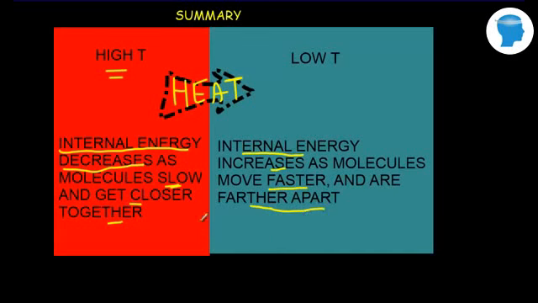Now, some of you might be asking, won't we have more bonding energy if the molecules are closer together? Isn't there more energy stored when the molecules are closer together? Let's take on that question right now.